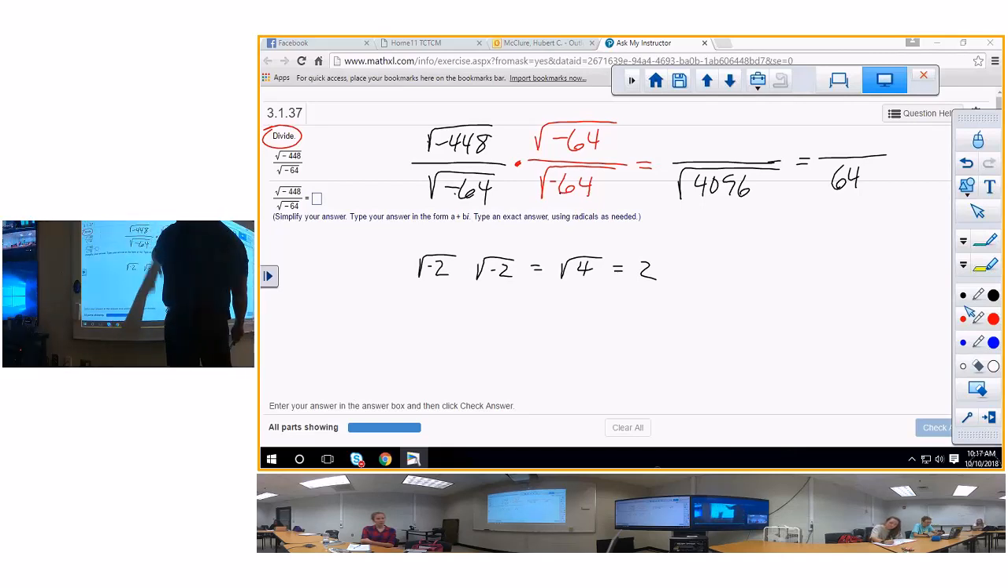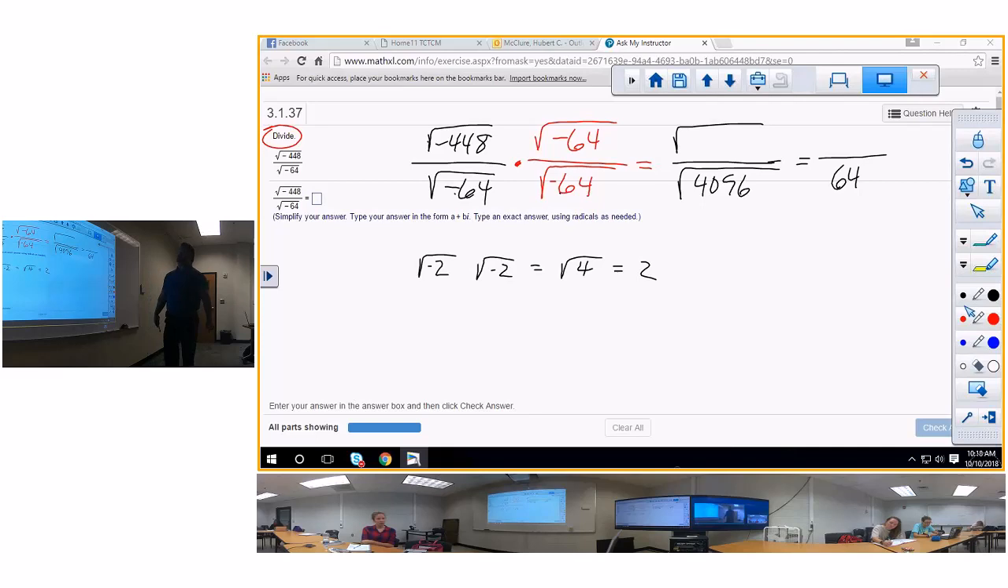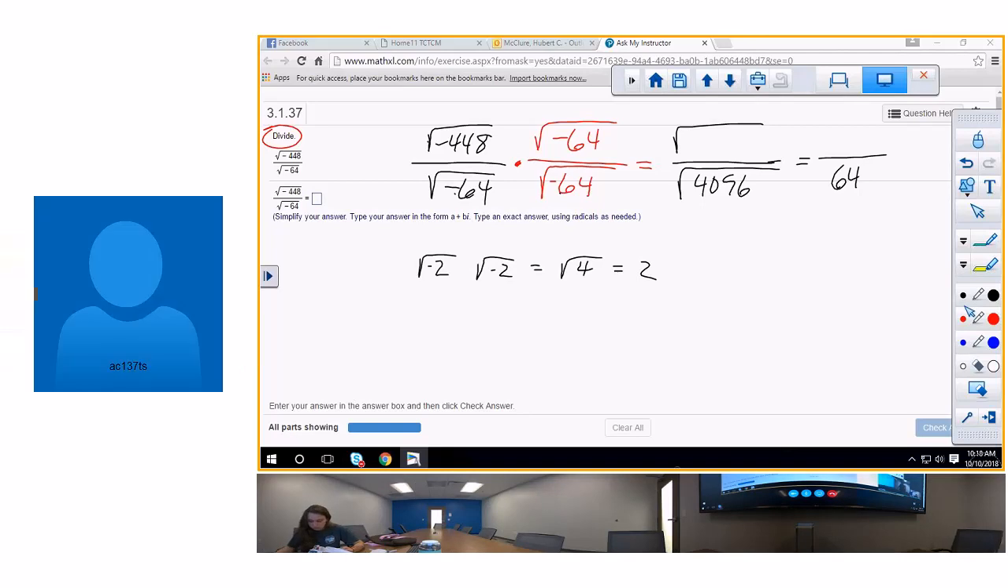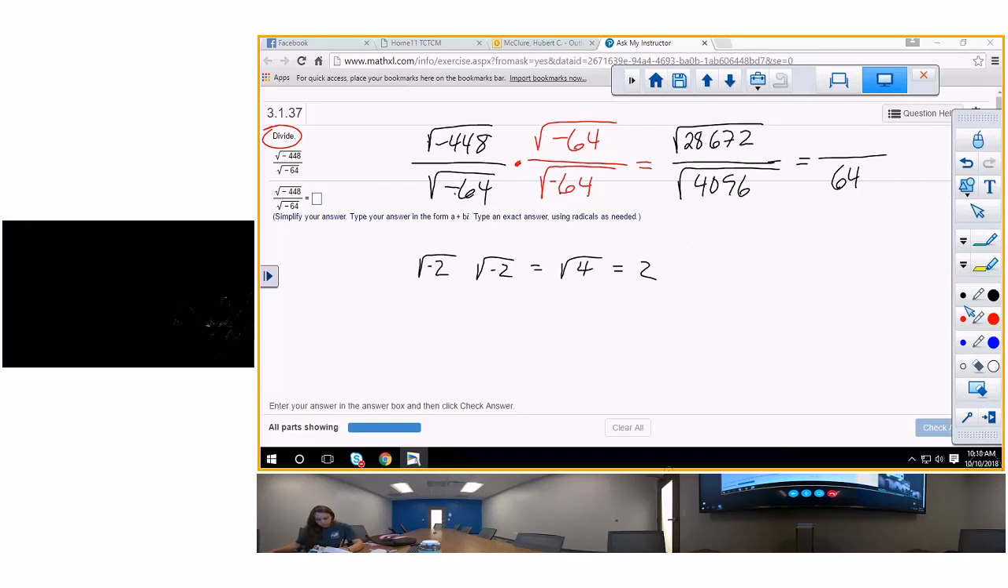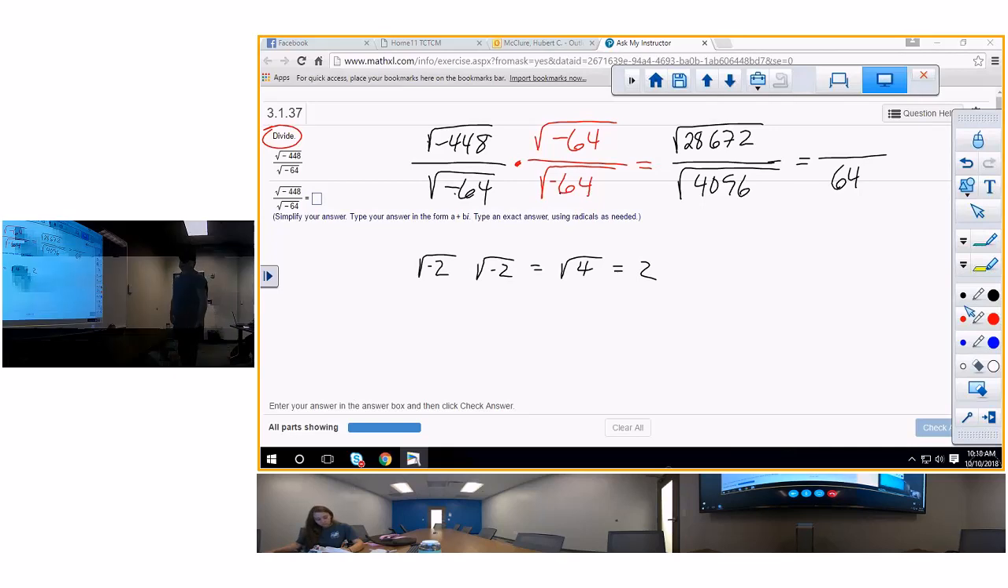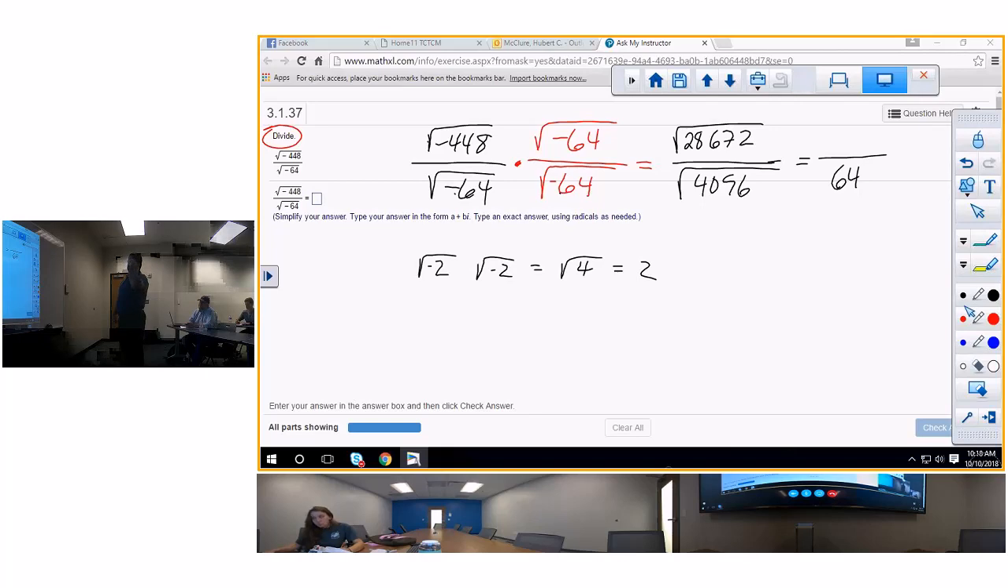And then the top comes out to be square root of, somebody take 448 and multiply by 64. 28,672. Say it one more time. 28,672. And you can work with that. Main thing is they want you to get 64 in the radical, but we can.